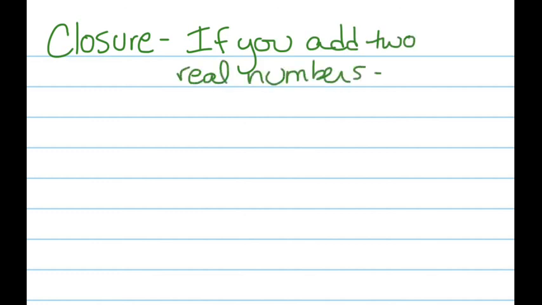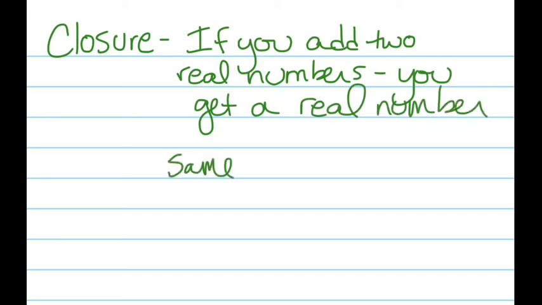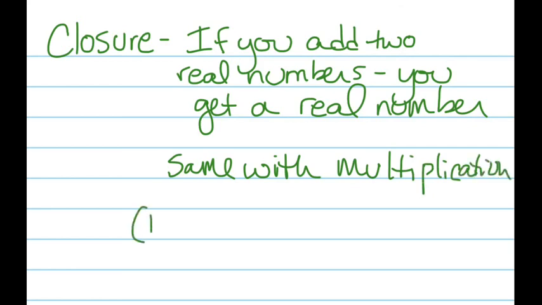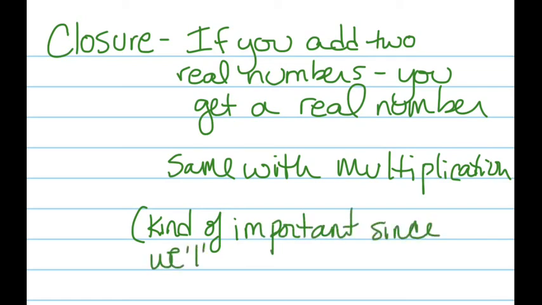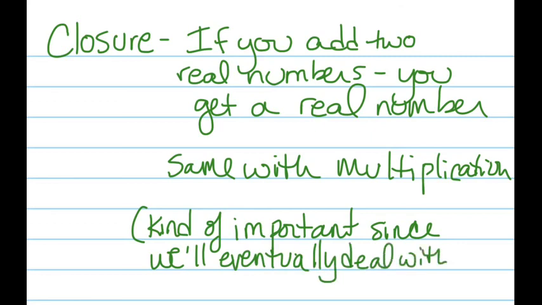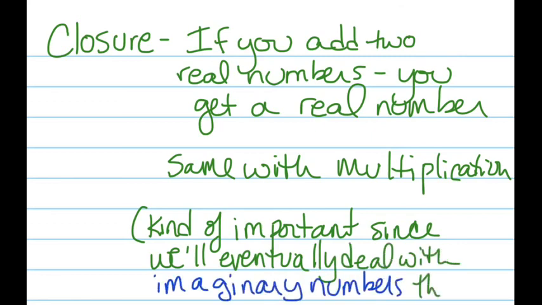Closure. Closure just says if you add two real numbers, you're going to get a real number. If you're going to multiply two real numbers, you're going to end up with a real number. And really, that's just as important this year because we're going to start learning about imaginary numbers. And you need to make sure that if you're going to add some things, you're not going to end up with an imaginary number. If you're going to multiply some things, you're not going to end up with an imaginary number. Right? So, that's about it.